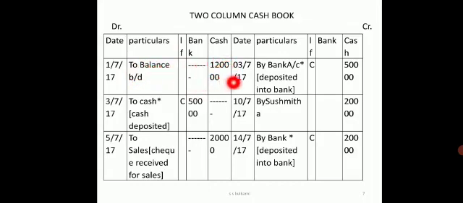Now immediately on 3rd we have deposited into bank, so that star mark shows that there is a contra entry. So you are depositing into bank rupees 50,000. So bank account is debited. On the debit side bank column is debited, and on the credit side cash is credited by bank because 50,000 is deposited into bank. So both are contra entries.